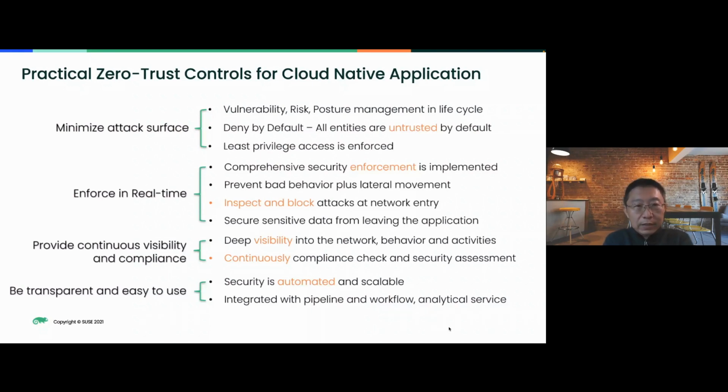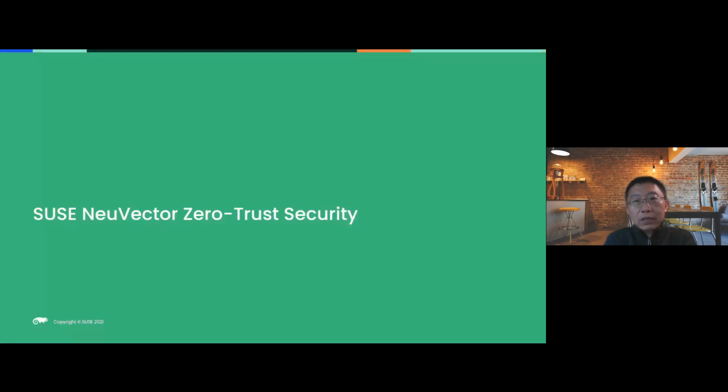Then the last one is that security has to be automated. We all know that when you scale out, you can scale out thousands of containers in minutes or hours. Then security cannot drag behind. It has to be automated in the same way, managed the same way as you manage your cloud native workloads. And it can be integrated into your pipeline workflow and all the analytical services on the back end. With all those security functions implemented, you are in really good shape to have full lifecycle security.